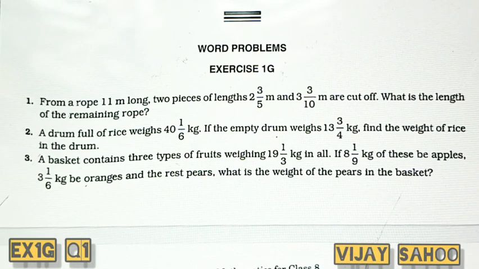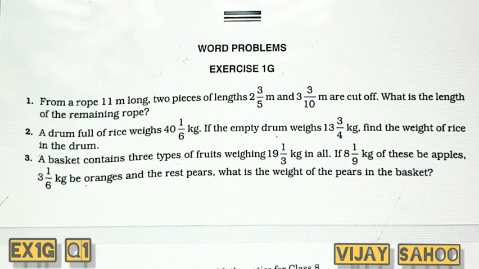Students, now we are on the very important part of our first chapter, that is word problems. I'll start with exercise 1G, and the first question is: from a rope 11 meters long, two pieces of given lengths are cut off. It means they have been removed. What is the length of the remaining rope?